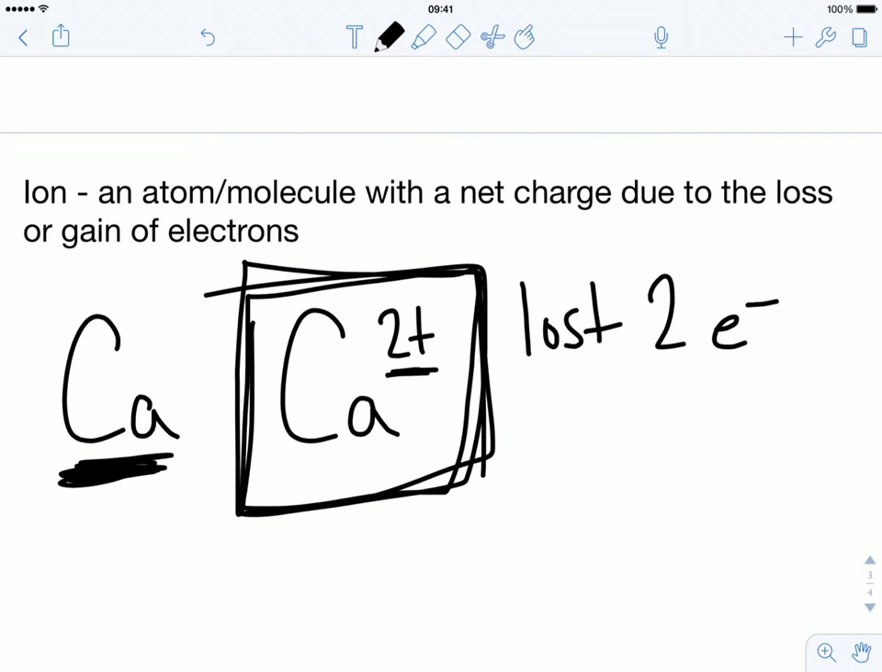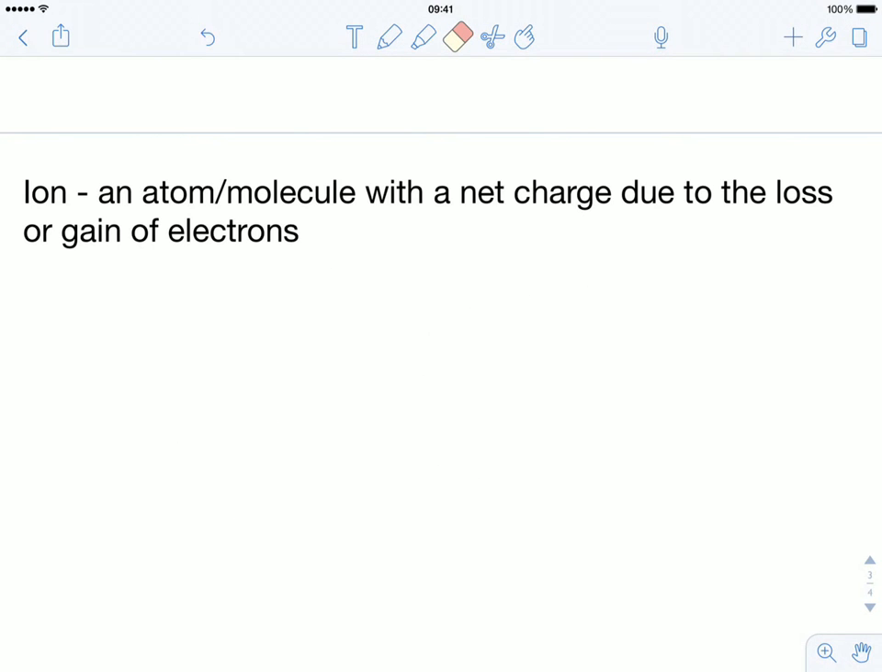Since it lost 2 electrons, it now has more positively charged things than it does negatively charged, and that's why it has an overall charge of positive 2. Now, if we look at a different type of element, for example, fluorine. This is the element fluorine. The ion that fluorine forms is F-.